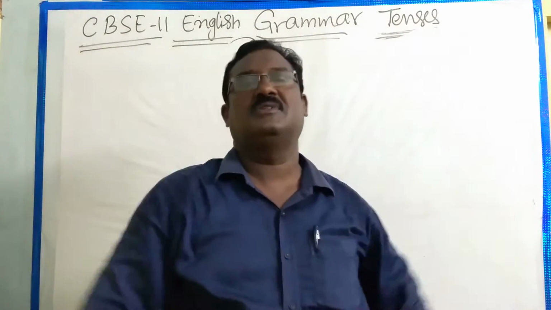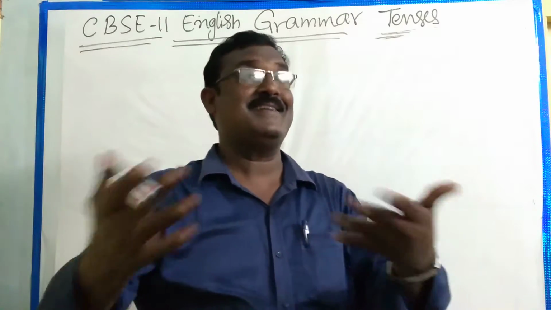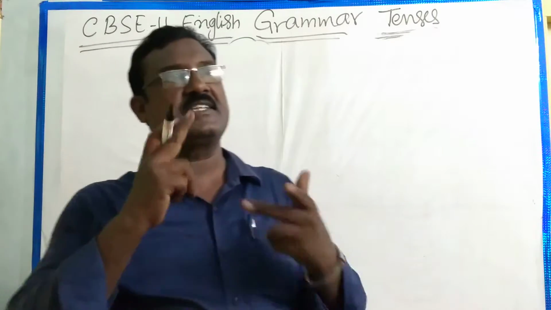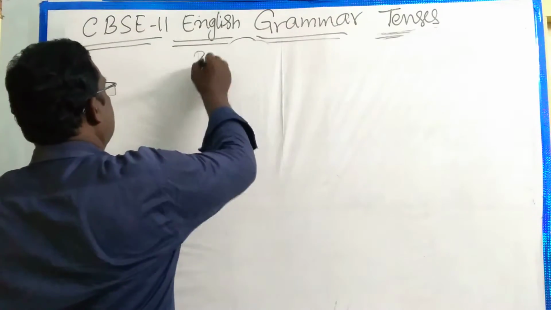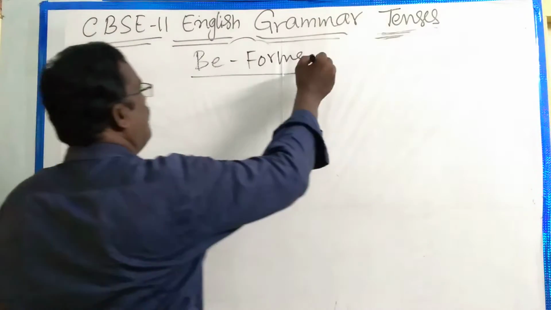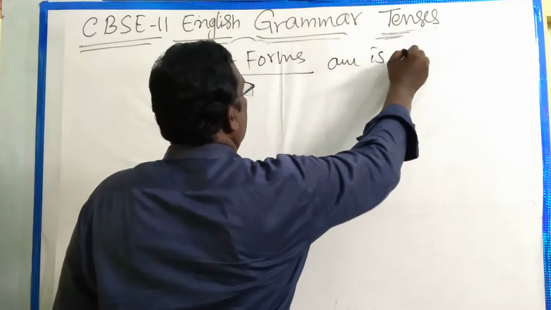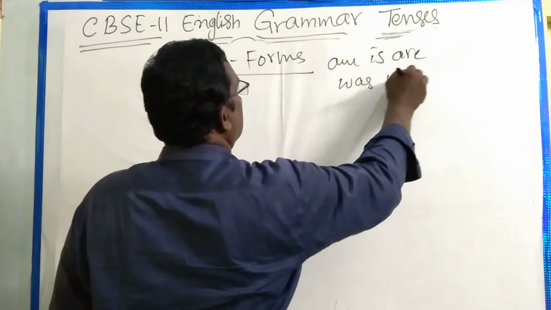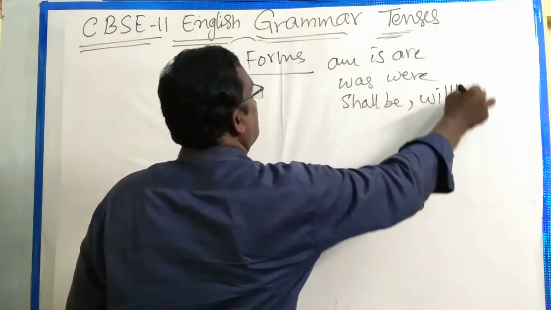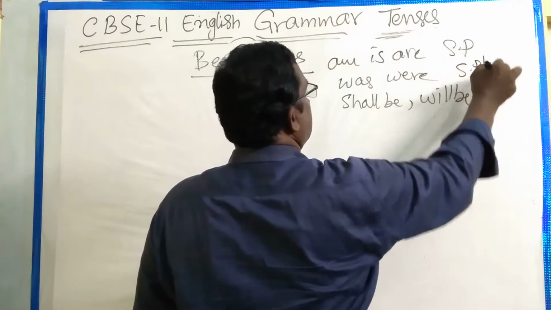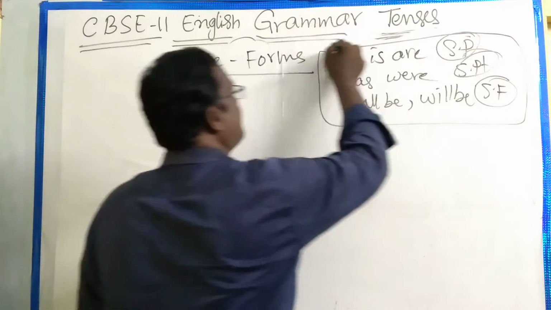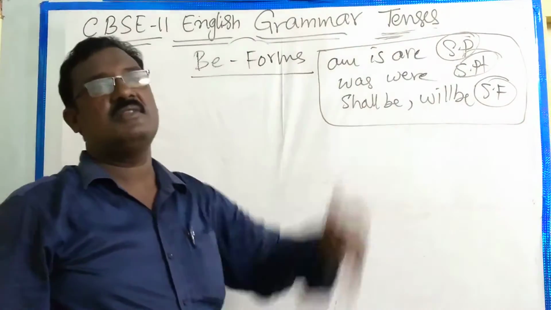Now we are going to learn different sentences of simple present tense with the be forms, have forms and action verbs. Now, be forms. Already I told you: am, is, are, was, were, shall be, will be. Simple present, simple past, simple future. Now we are going to write sentences with all these be forms.